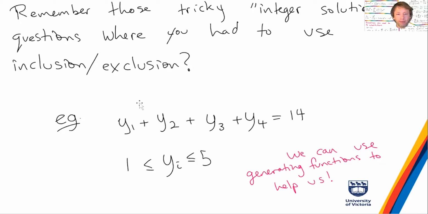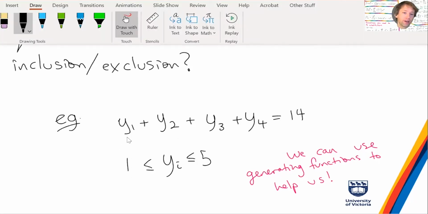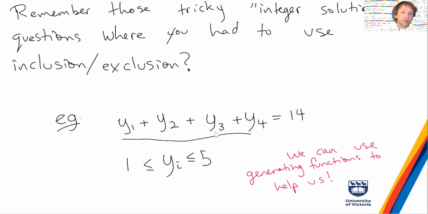But remember when we had these questions where you have a bunch of variables, let's say y1 up to y4, and we're assuming y1, y2, y3, y4 add up to 14, and we have a lower bound on yi, but also an upper bound. Do people remember these things?